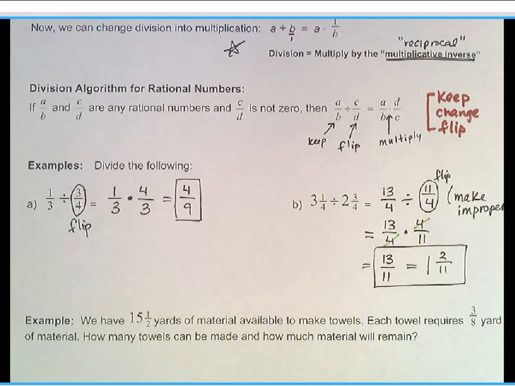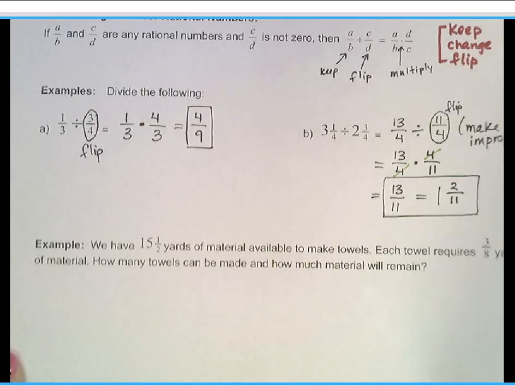You really just need to see what the instructions on the problem say, if they want you to leave the answer as a mixed number or if they want you to write it as an improper fraction. So the instructions usually will tell you. So that's how you divide fractions. No common denominator, keep, change, flip, right? Let's try one word problem.